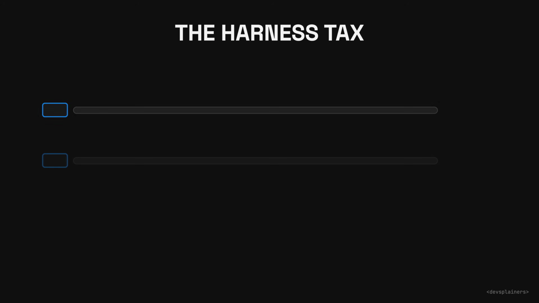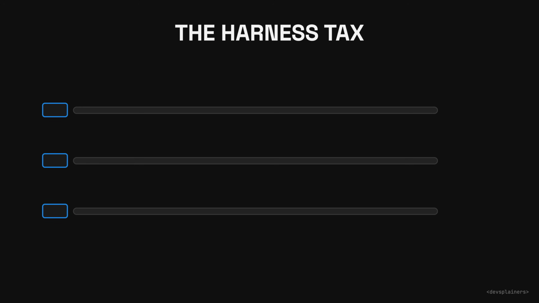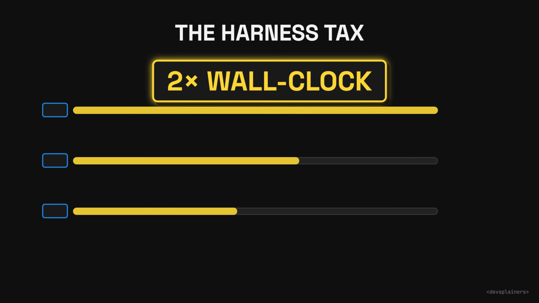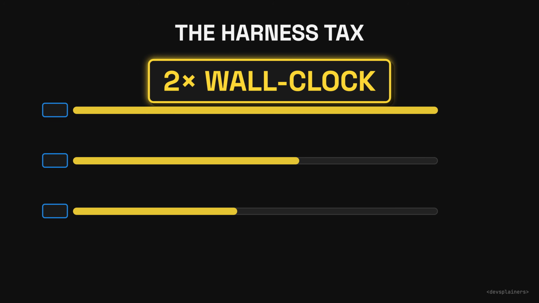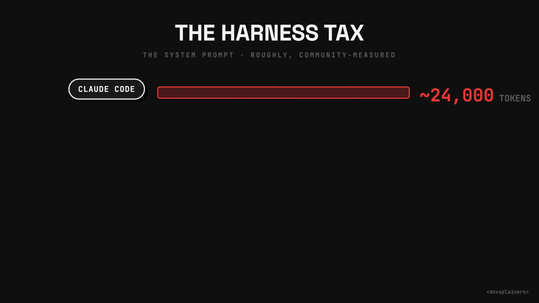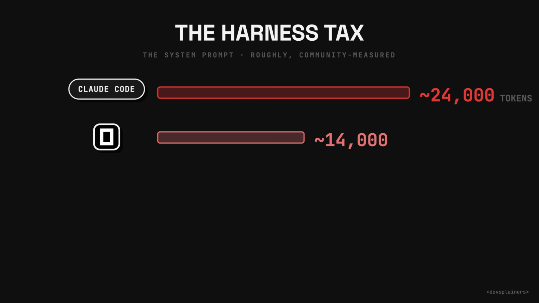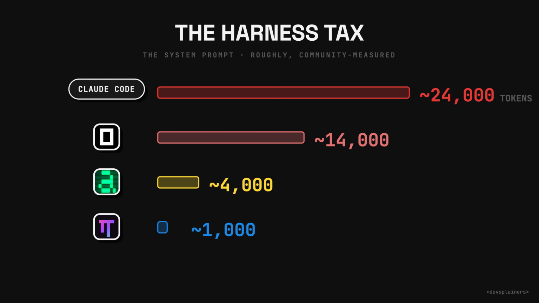Harness choice matters more for local than it does for cloud. Community testing ran the same model through 3 harnesses and found a 2 times difference in wall clock time from the harness alone. The mechanism is the system prompt. Claude Code sends roughly 24,000 tokens of instructions before your question even arrives. OpenCode, around 14,000. Aider, about 4,000, and a minimalist agent like Pi, about 1,000.